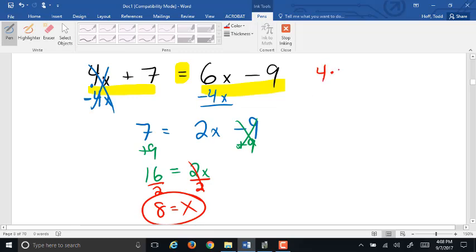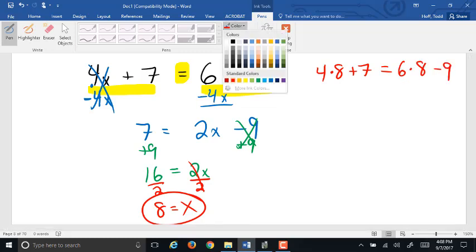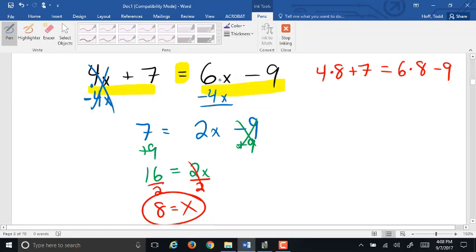Replacing x with 8, 4x would become 4 times 8 plus 7 equals 6x would become 6 times 8 minus 9. And now, just like we did when we combined stuff, we can work on each side separately here. So we're going to work on the left side first. 4 times 8 is 32. 32 plus 7 is 39.